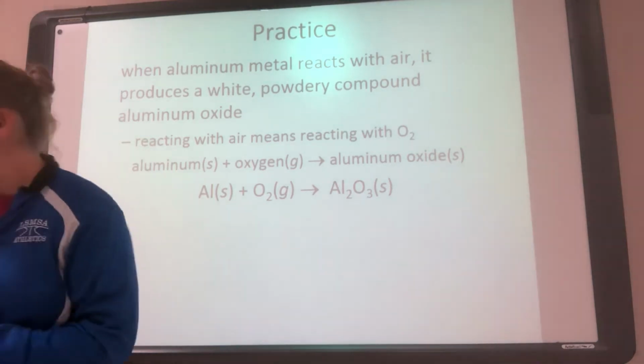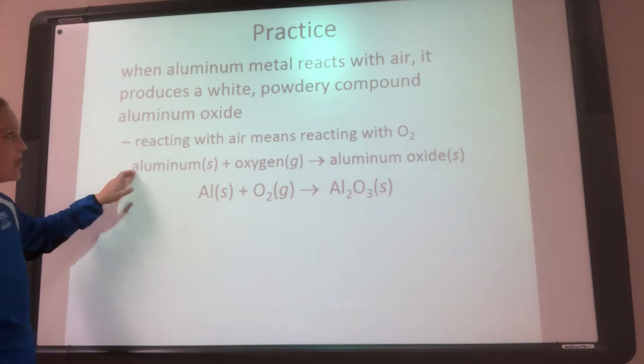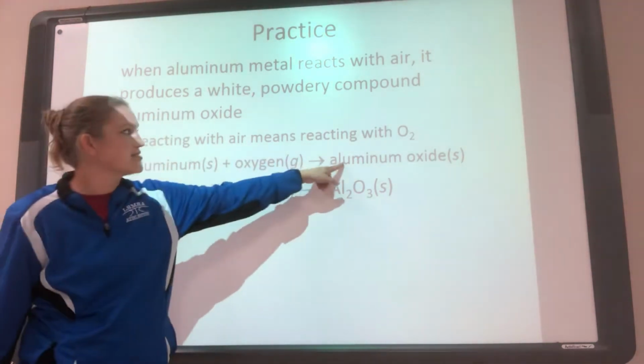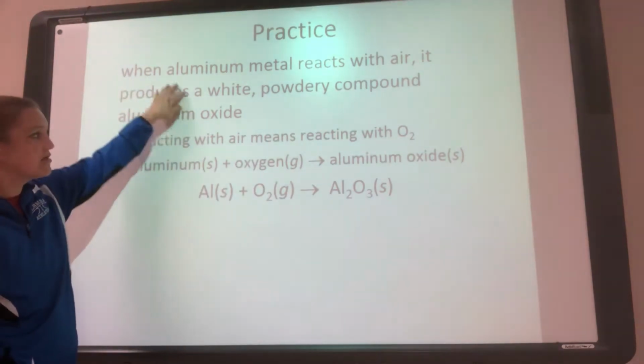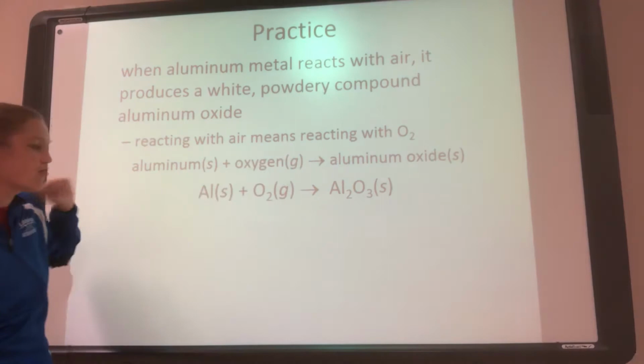All right, let's try balancing this one. When aluminum metal reacts with air, it produces a white powdery compound called aluminum oxide. Whenever I say it reacts with air, it means it's reacting with oxygen. So we have aluminum reacts with air, meaning oxygen, and I'm creating aluminum oxide. Taking the words and writing it out in the word structure of our equation.